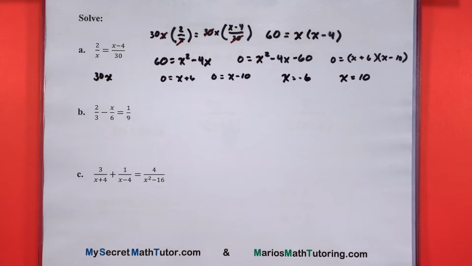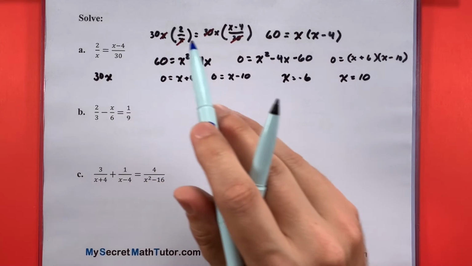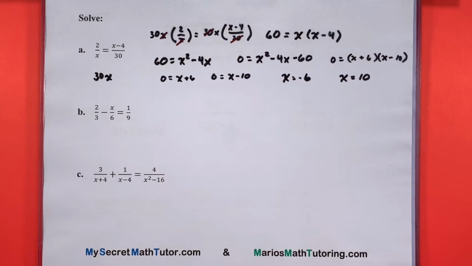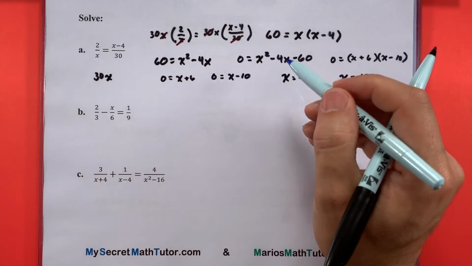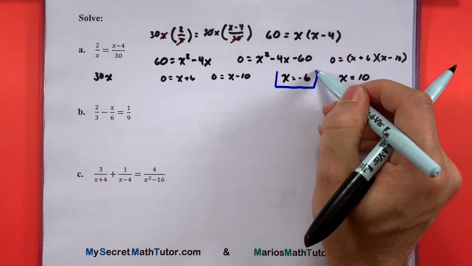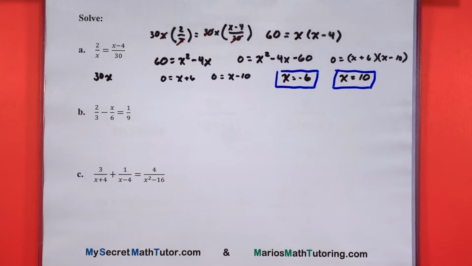Now with these, you want to make sure that it doesn't cause any problems in the original. Notice how in our original we're dividing by an x, so we want to make sure that none of our solutions are actually 0, because we don't want to accidentally divide by 0. Since none of them are 0, we'll go ahead and keep both of them. And there's our solution for the first one.